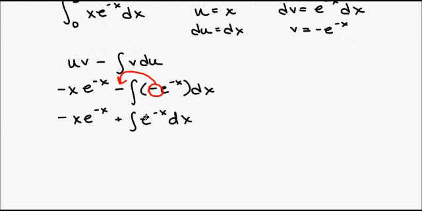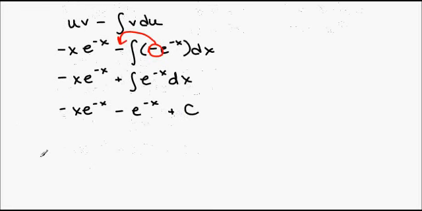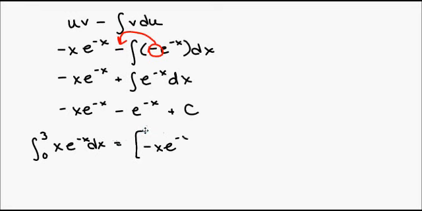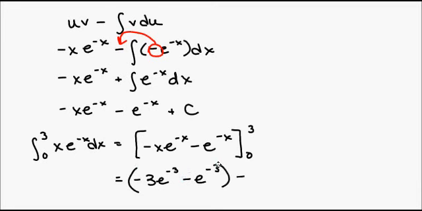And when I integrate e to the negative x, I'm going to get negative e to the negative x plus c. Okay, so this is what my indefinite integral was. But I had a definite integral, so I need to evaluate this. So the integral from 0 to 3 of x e to the negative x dx equals negative x e to the negative x minus e to the negative x, evaluated from 0 to 3. So we have negative 3 e to the negative 3 minus e to the negative 3, minus 0 e to the negative 0 minus e to the negative 0.